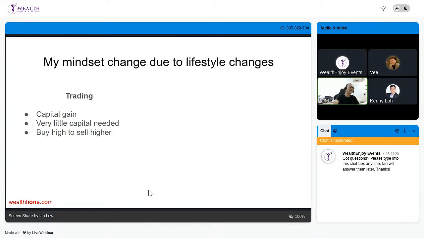So I want to use as little as possible. So I buy high to sell higher. I hold for short term. Fundamental analysis is less important. And when the price drops, I'll be sad. When I cut loss, I'll be sad, frankly. And it's time intensive because trading for a living is really a full-time job.